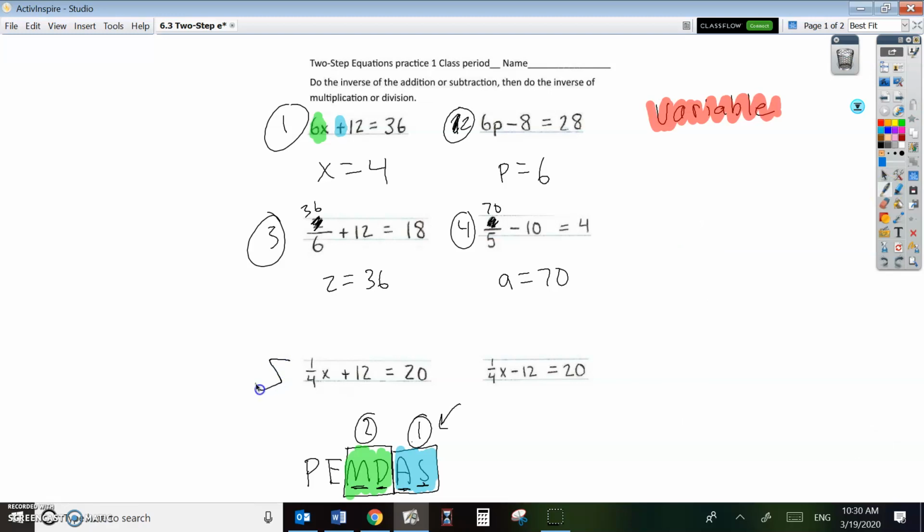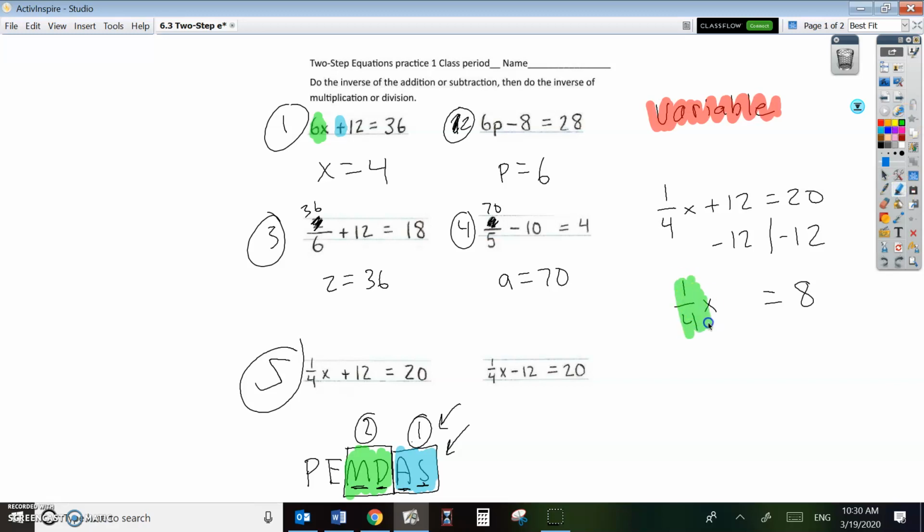Okay, look at problem 5. 1/4 x plus 12 equals 20. First thing, you need to undo addition or subtraction. This problem has plus 12, so subtract 12 on both sides. 1/4 x equals 8. Now this here is multiplication. That's 1/4 times x. We need to do the inverse operation. So do the opposite of 1/4 times x, which is divide by 1/4.